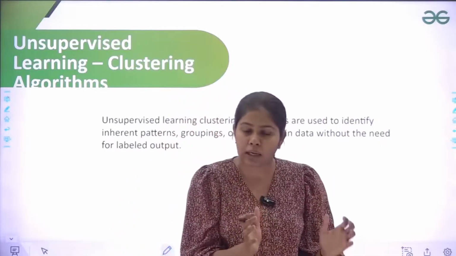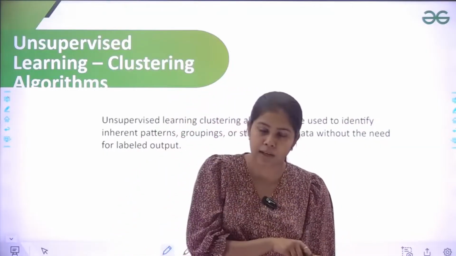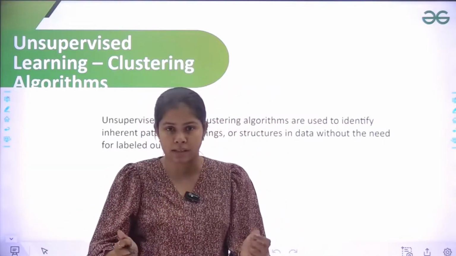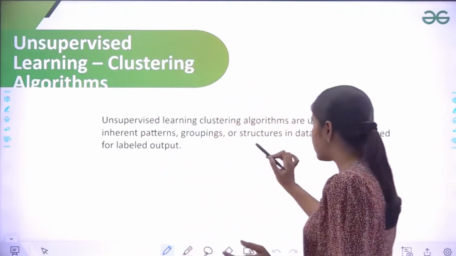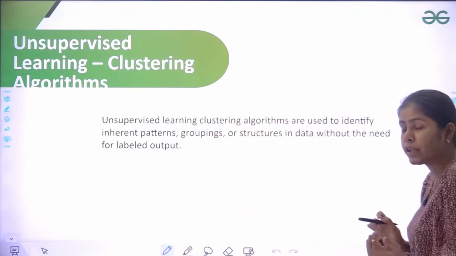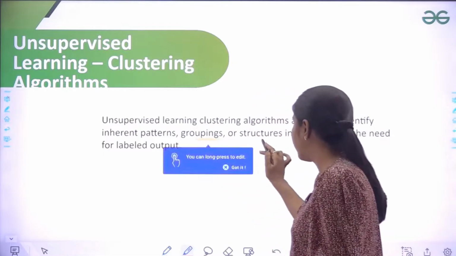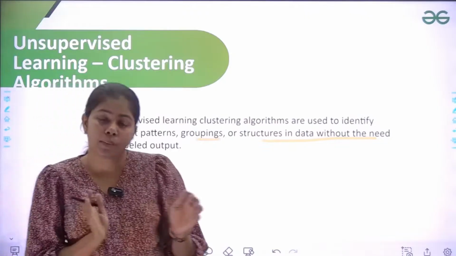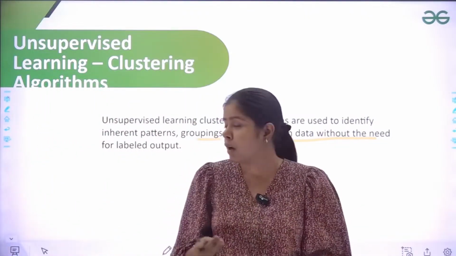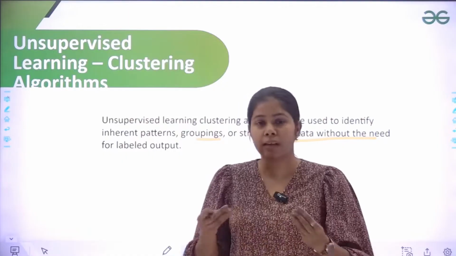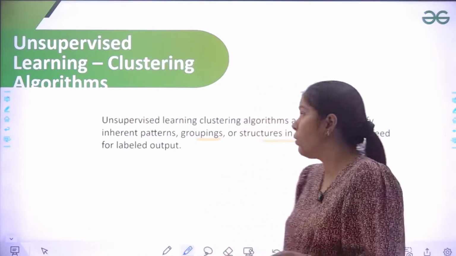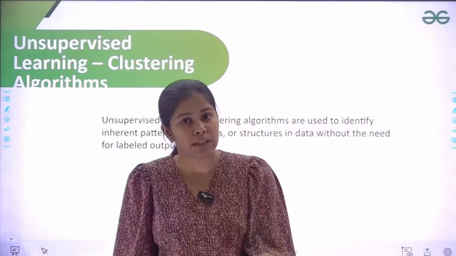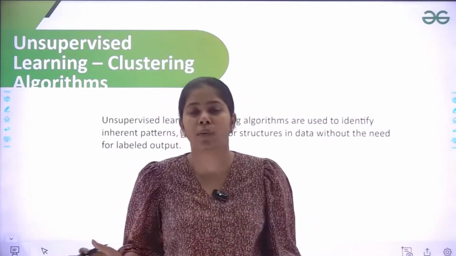That means a particular cluster, or a particular group, has similar kinds of properties, and if I talk about another group, it has other kinds of properties, right? So an unsupervised learning clustering algorithm is used to identify inherent patterns, groupings, or structure in data without the need for labeled output. Within a particular cluster we have the same kind of properties. That is what a clustering algorithm does. Now, the first algorithm we have discussed in clustering is k-means. We have seen how to form clusters using k-means.